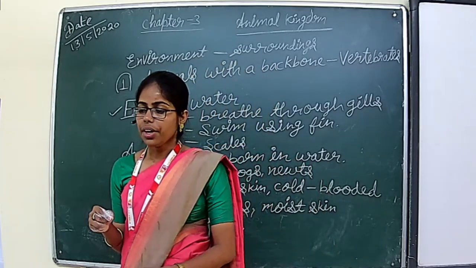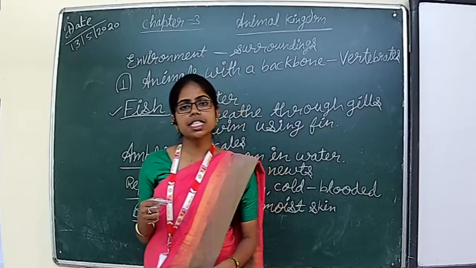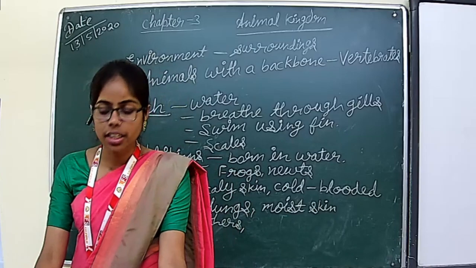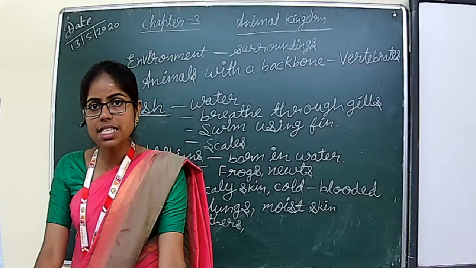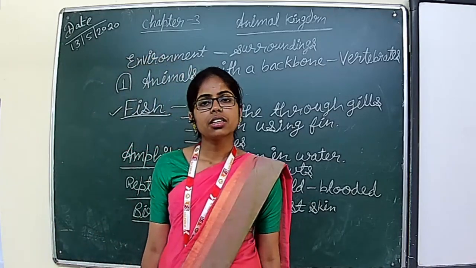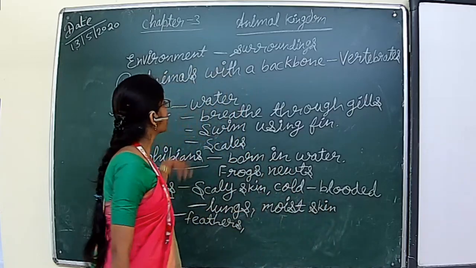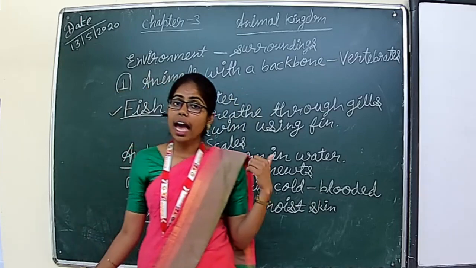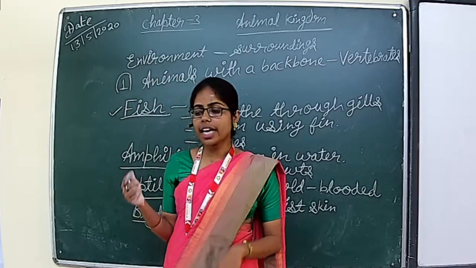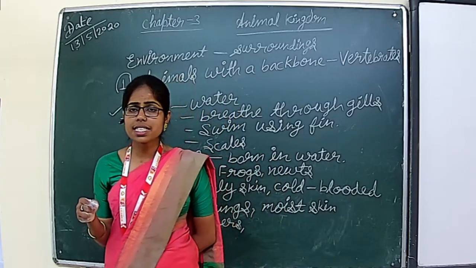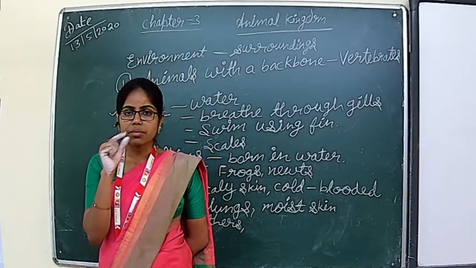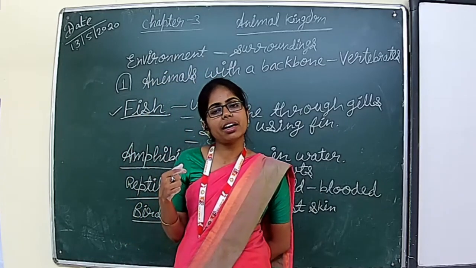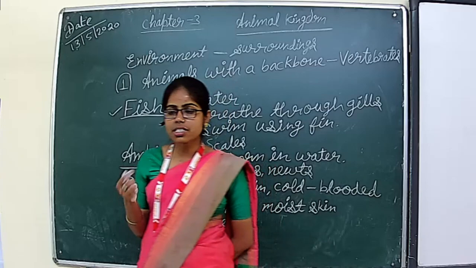Now, we have to study how they adapt. Birds have adapted their vertebrate skeleton for flight. I told you that vertebrates are those animals which have a backbone. They have a backbone, and still they can fly. Let's see how. Their bones and skulls are very thin, making their bodies extremely light in weight.